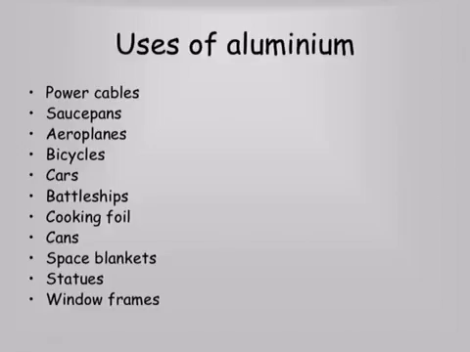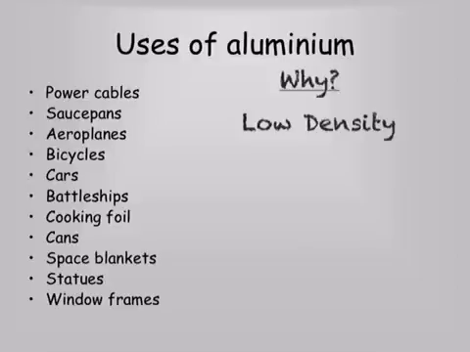So why are we particularly interested in aluminium? Well, aluminium is one of the most used metals in the modern world. We can use it for power cables, we can use it for aeroplanes, we can use it for cooking foil, and we can even use it for space blankets and window frames. This is because it is very low density, it conducts heat and electricity, it is also very unreactive. This is despite aluminium being quite high up in the reactivity series.